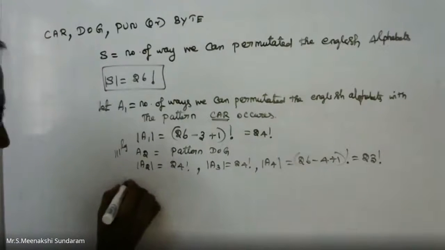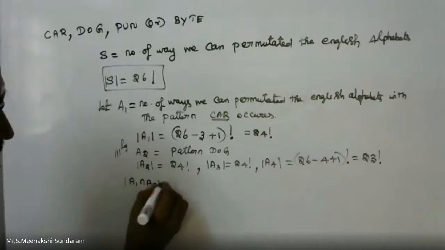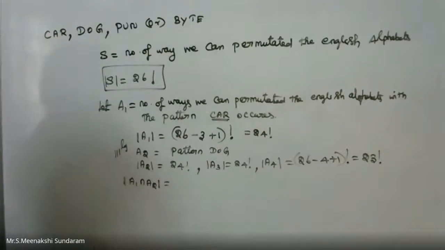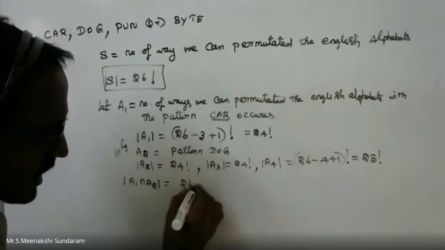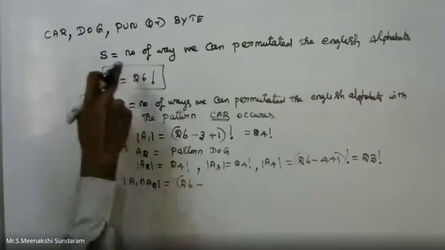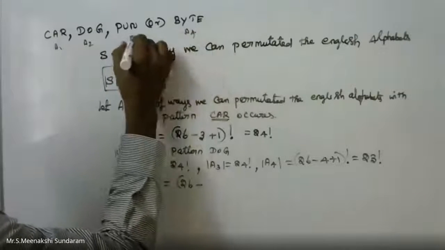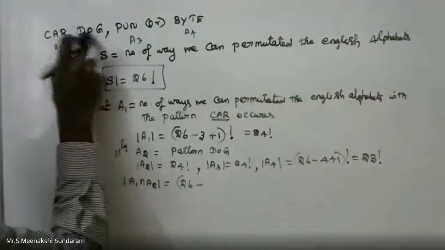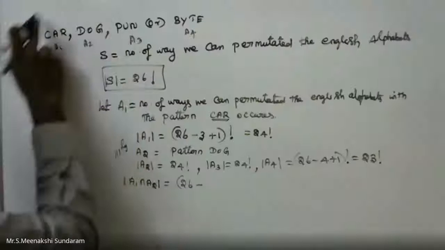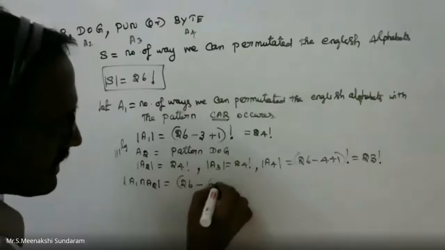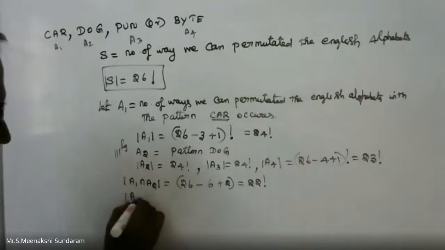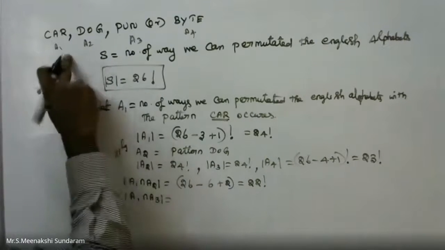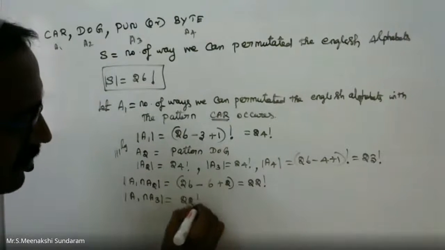Then I move on to A1 intersection A2. What is the formula for A1 intersection A2? The modulus indicates the count: total letters 26 minus the letters of A1 and A2. This is A1, this is A2, A3 and A4. A1 and A2 combination, how many characters are there? 6 characters, none of them repeated. So minus 6 and plus 2. So 22 factorial. Similarly, for A1 intersection A3, that is also the same, 22 factorial.